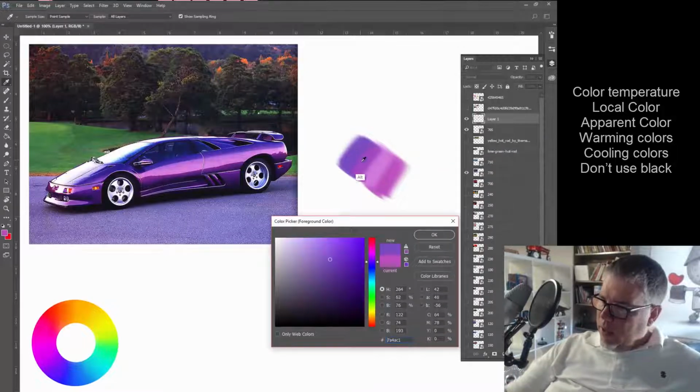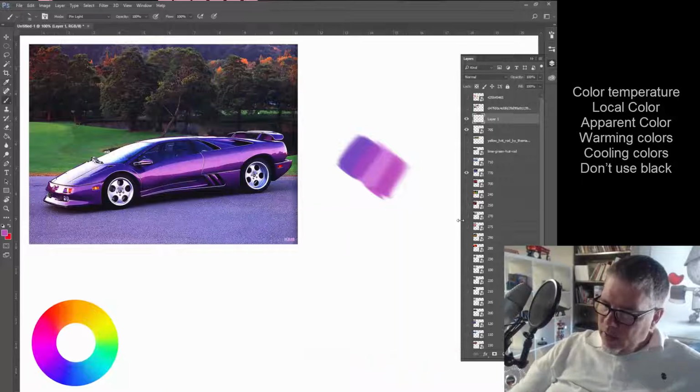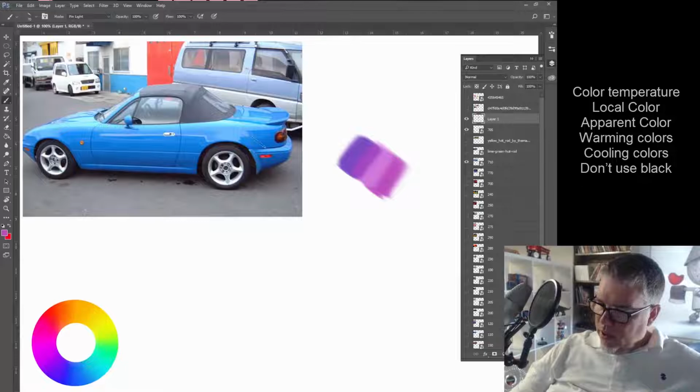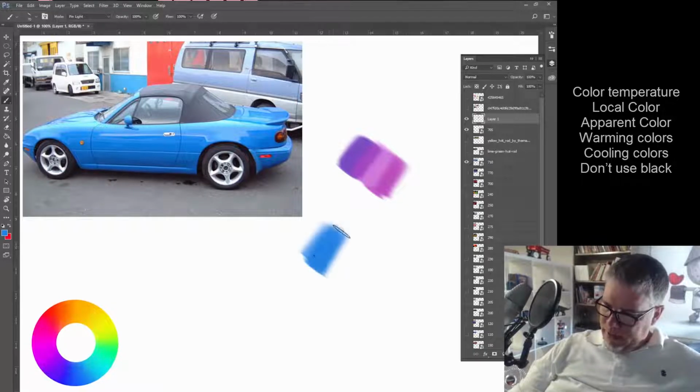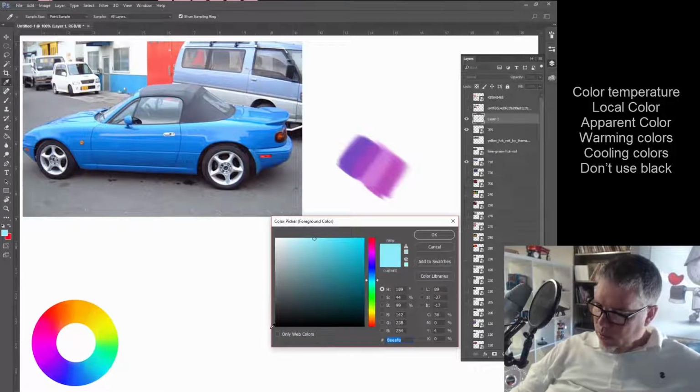Okay, let's look at another one. Let's look at this car right here. Same thing. This is going to be our local color right here that we find in the halftone. These tones right here. And then as we move into the highlight area, we're going to move around the color wheel. So again, we went from cold or cooler right here. And then if we select this, you can see where that jumps down to the warmer.